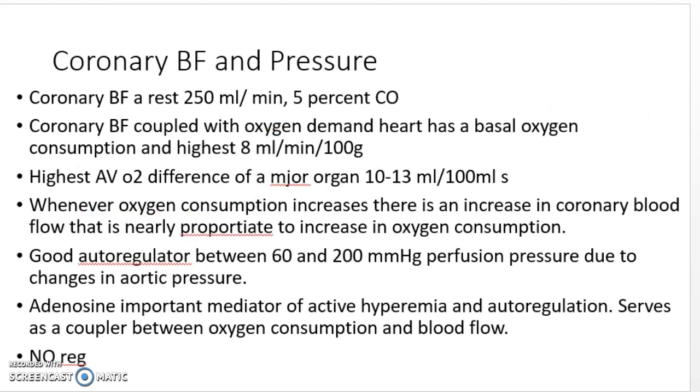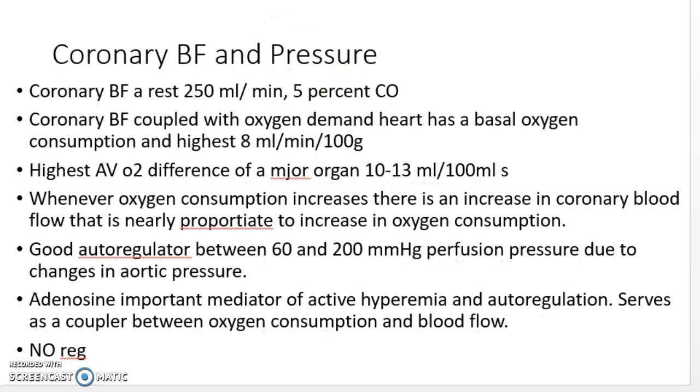Now the next topic is coronary blood flow and pressure. Coronary blood flow is about 250 milliliters per minute, around 5% of the cardiac output. Coronary blood flow supplies oxygen and is coupled with oxygen demand. The heart has a high basal oxygen consumption, and the highest arteriovenous oxygen difference of a major organ, 10 to 13 milliliters per 100 ml.